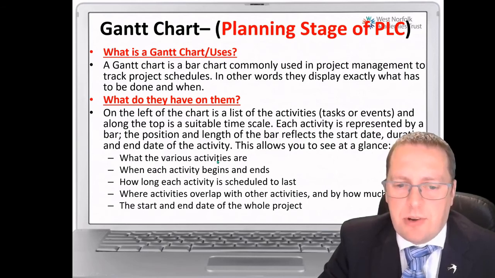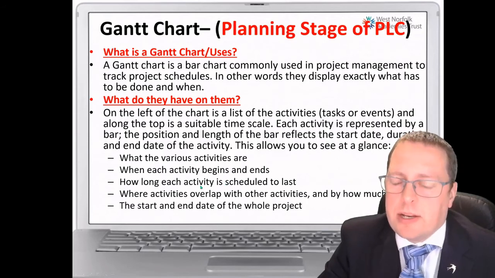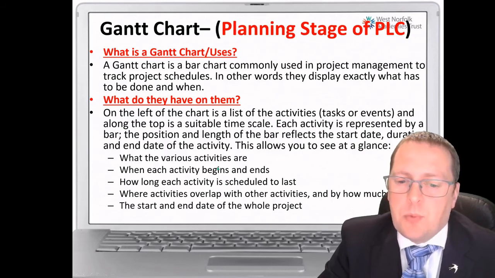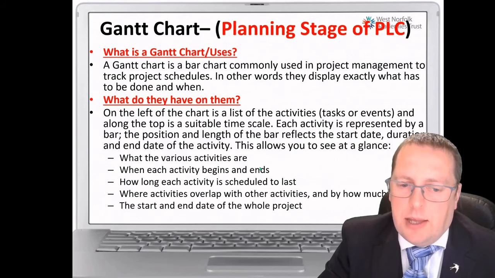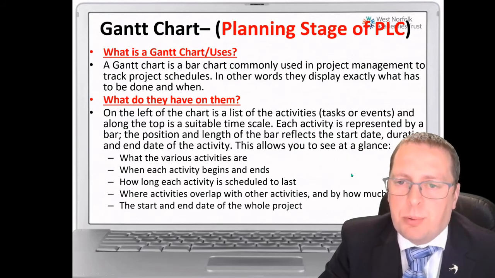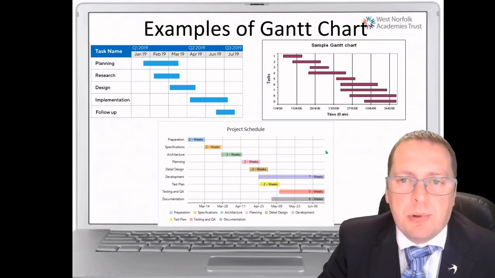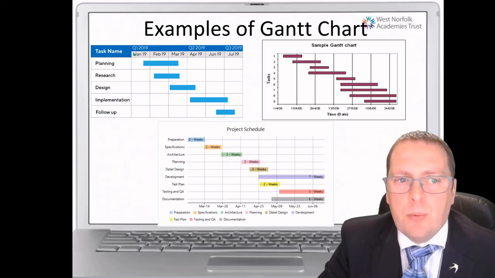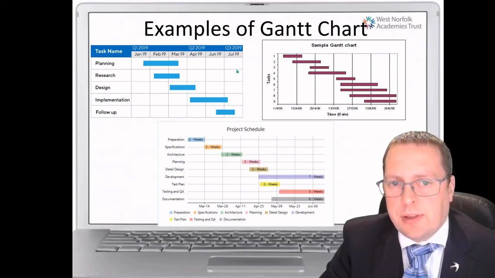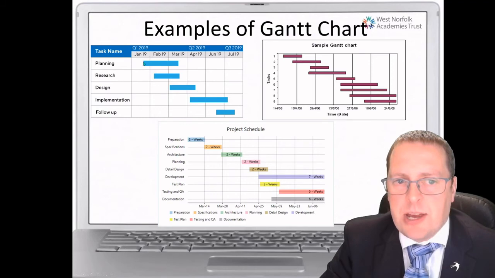So you can show what the various activities are, when each activity needs to start and stop by, how long an activity is going to last, and when certain activities overlap with other activities. And then you can see the start and end date of the whole project. So these are examples of Gantt charts, and as I said before, we've got the task down the side, we've got the time scale along the top, and we can see that the project starts here and ends at this time here. So it's going on from middle of January to the end of July for this project here.